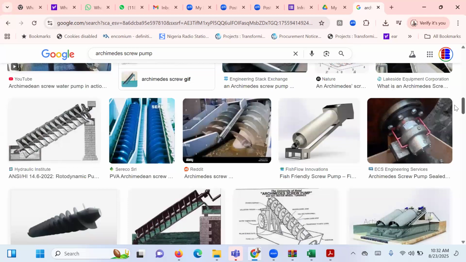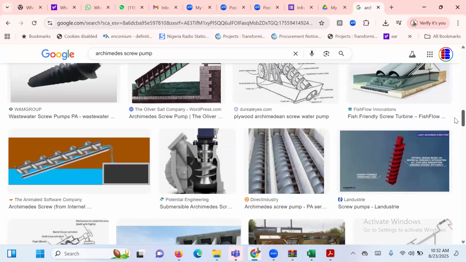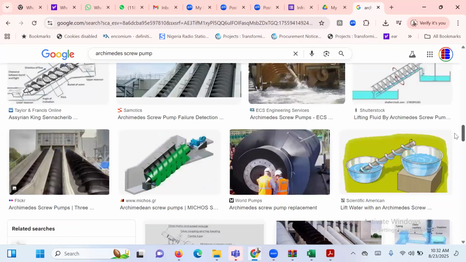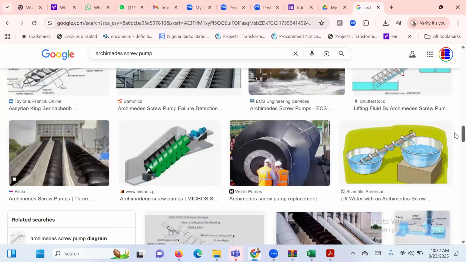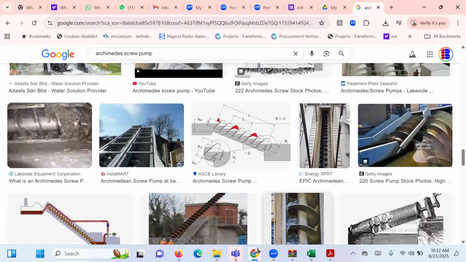If it is clean water, you can use a sewage pump, you can use an off-the-shelf pump, good. But for this case, I tell you, because the raw sewer is coming with a lot of debris and a lot of suspended materials, if you use a conventional pump, there will be abrasion, there will be wearing. But with the Archimedes screw, you are safe. So please, just take note of that.